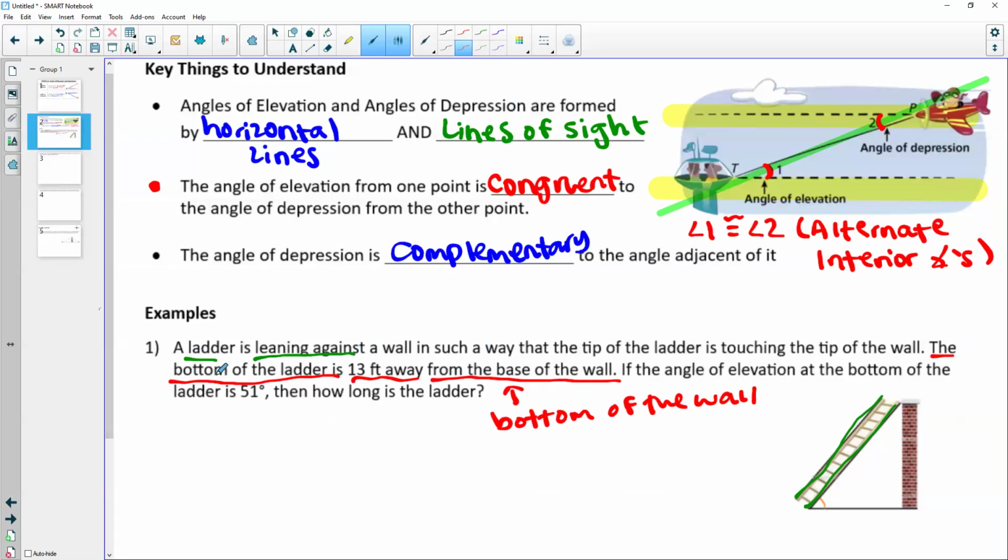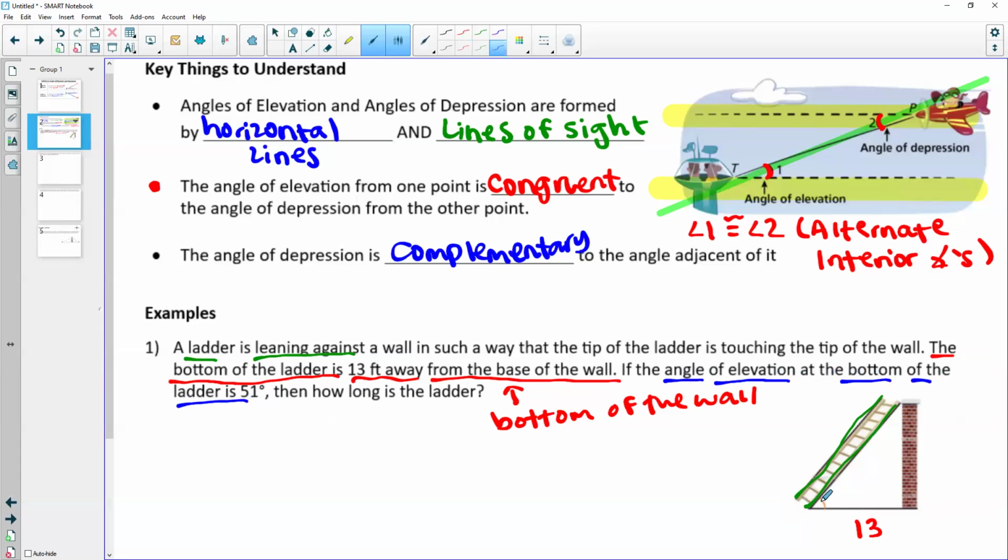So the bottom of the ladder, here's the bottom of the ladder, and it's telling you that the bottom of the ladder is 13 feet away from the base of the wall. So we can label this bottom side as 13. And the next part says the angle of elevation at the bottom of the ladder is 51 degrees.